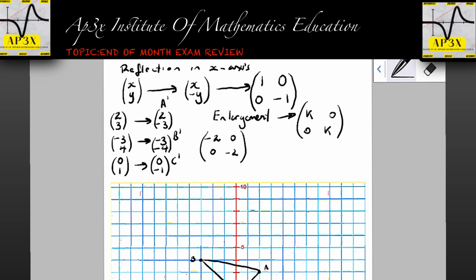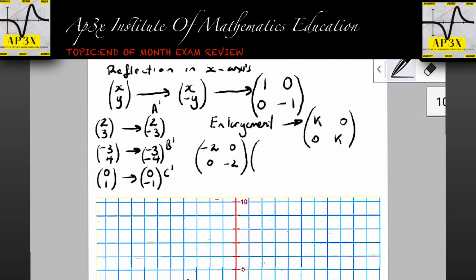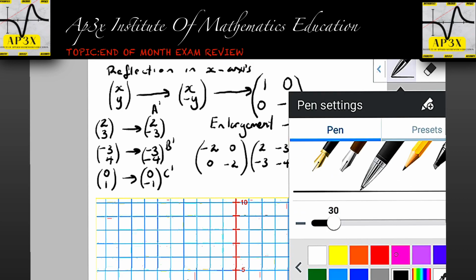And so that matrix will be multiplied by the points of A prime, B prime, C prime. Why not A, B, and C? Because after A, B, and C was reflected, then followed was the enlargement. So I'm going to be enlarging the blue triangle instead. So I'm going to be using the points of the blue triangle, which is A prime, B prime, C prime. So that's going to be 2, -3, -3, -4, and 0, -1.